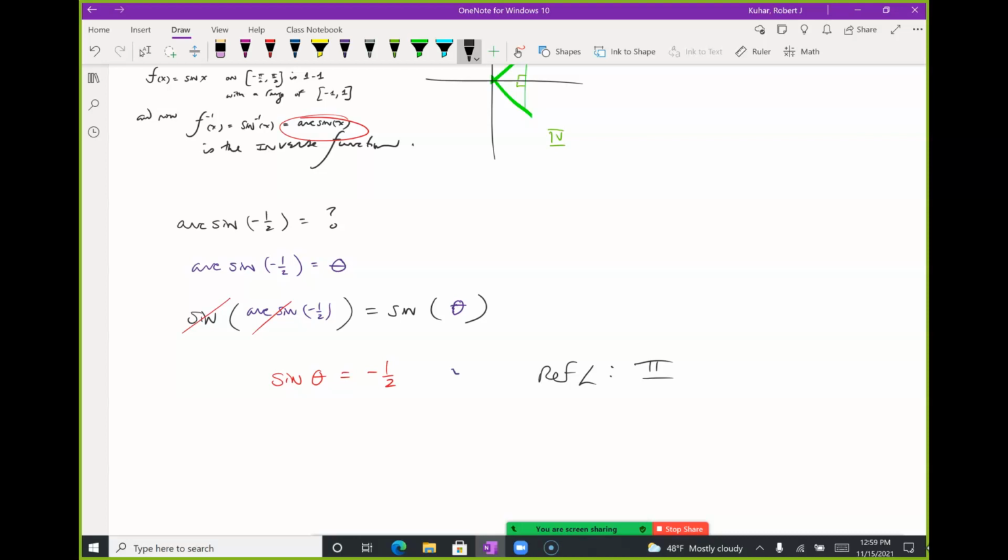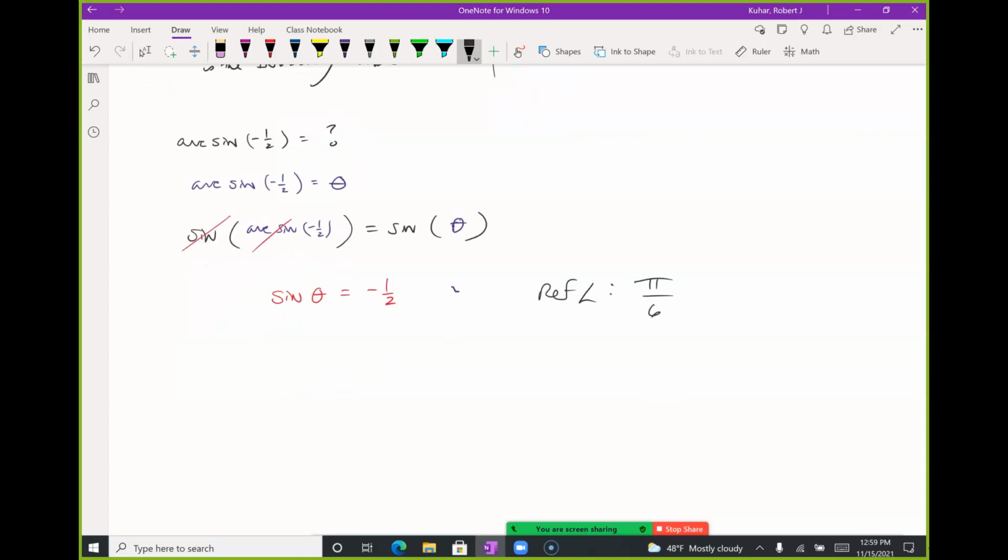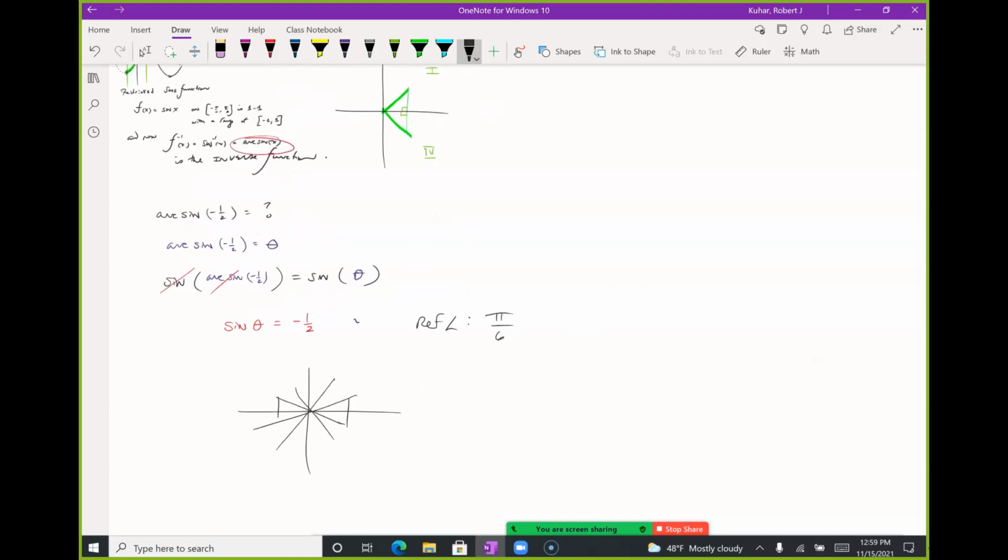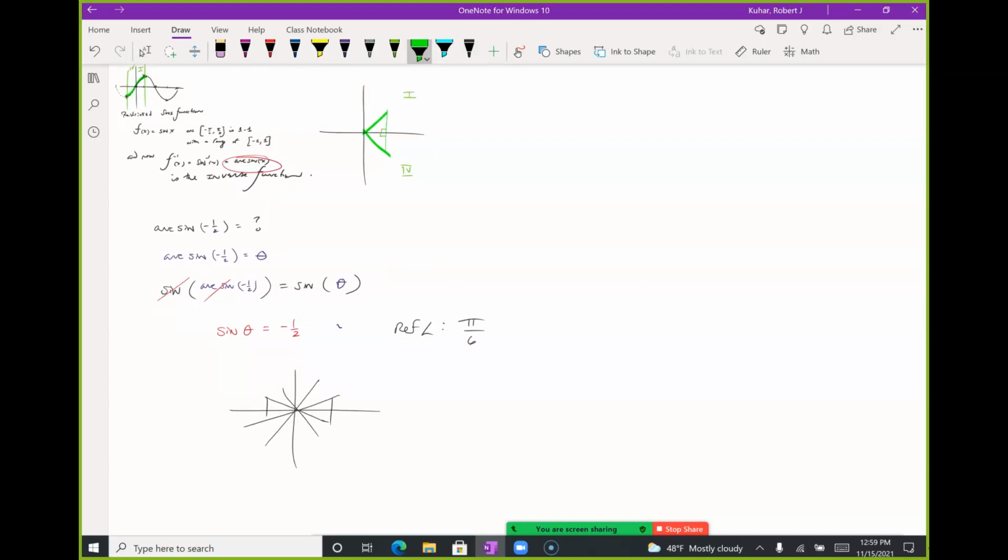Pi over 6. So I'm cutting pi into 6, which means the whole thing into 12. And I know I've got to be in either quadrant 1 or quadrant 4 from my inverse trig knowledge. So I know I have to be in quadrant 4 because that's where I'm going to get the negative 1/2. Sine is a y value, so it's going down.